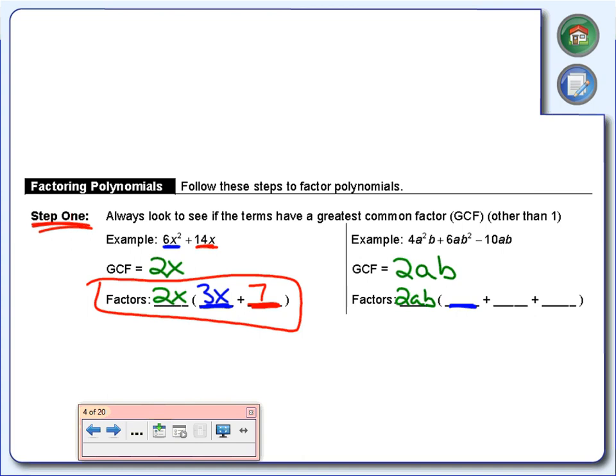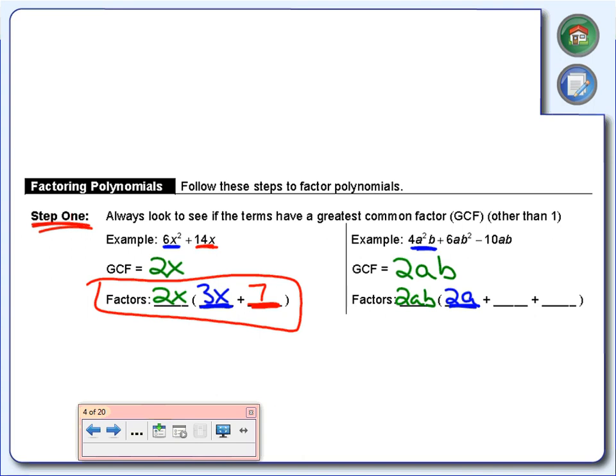What goes in this one here? Well, what do I need to multiply the 2AB by to get a 4A squared B? A 2, definitely a 2, because 2 times 2 is going to give me the 4. But I need an A squared. So I'm going to need another A here, because an A times another A will give me that A squared. Of course, that B is already taken care of. It's out here in the GCF.